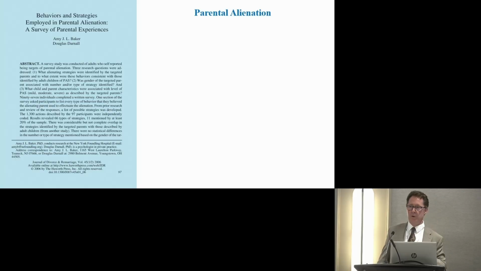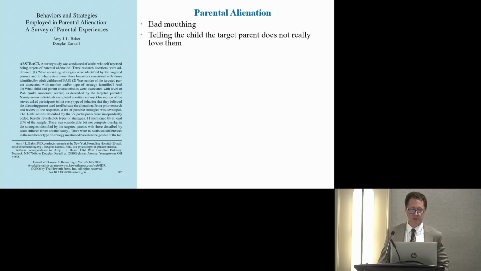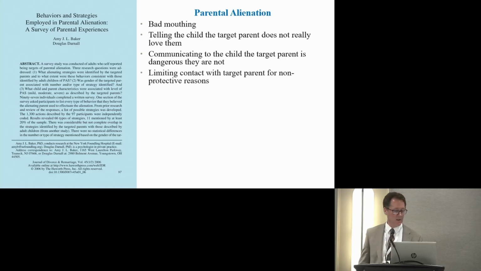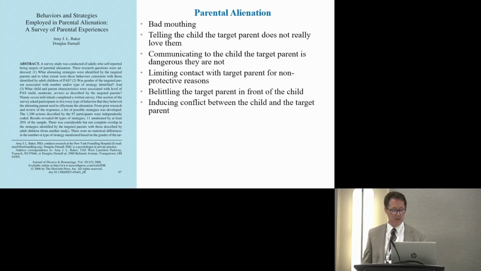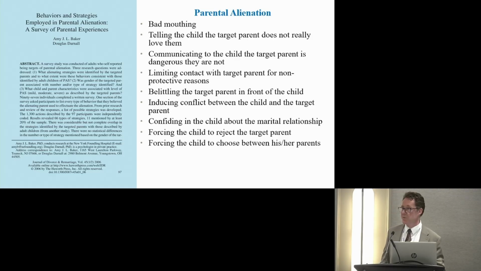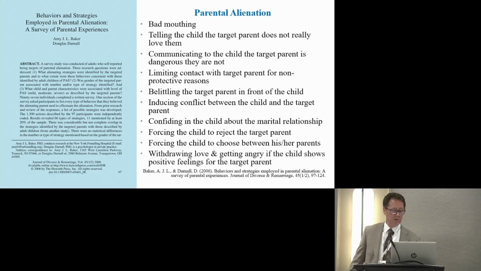So we're going to go through quickly some of the most commonly recognized parental alienation behaviors: bad-mouthing, telling the child the targeted parent doesn't really love them, communicating to the child the targeted parent is dangerous when they're not, limiting contact with the targeted parent for non-protective reasons, belittling the targeted parent in front of the child, inducing conflict between the child and the targeted parent, confiding in the child about the marital relationship, forcing the child to reject the targeted parent, forcing the child to choose between his or her parents, and withdrawing love and getting angry if the child shows positive feelings for the targeted parent.